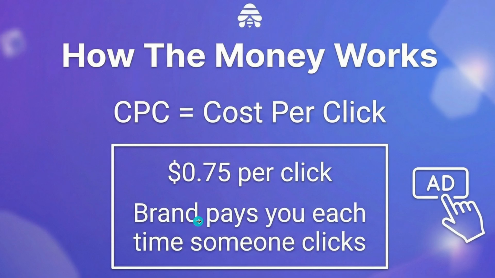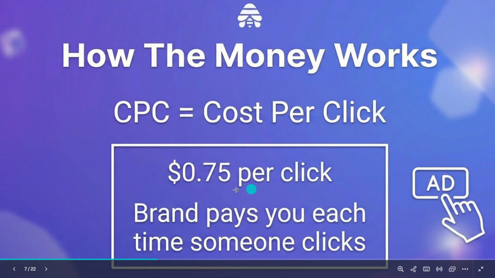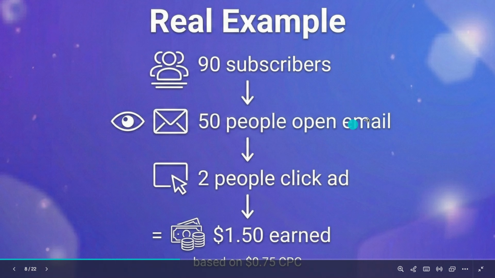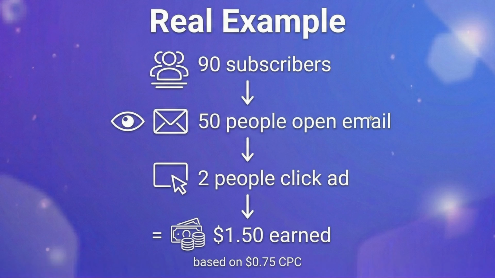Like if you are getting an ad from a brand and their per click rate is 0.75, the brand pays for each click. If someone clicks, you will get 0.75. So let me take an example. Right now I have 90 subscribers. Actually, I have almost 93 subscribers, and you can run ads from just your first subscribers. That's the minimum you need in Beehiiv, because it has just started out, so it's giving a lot of opportunity to new creators and new newsletter guys.